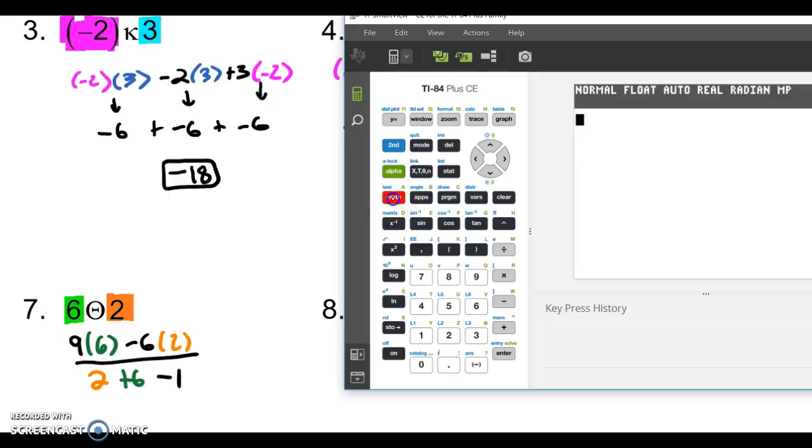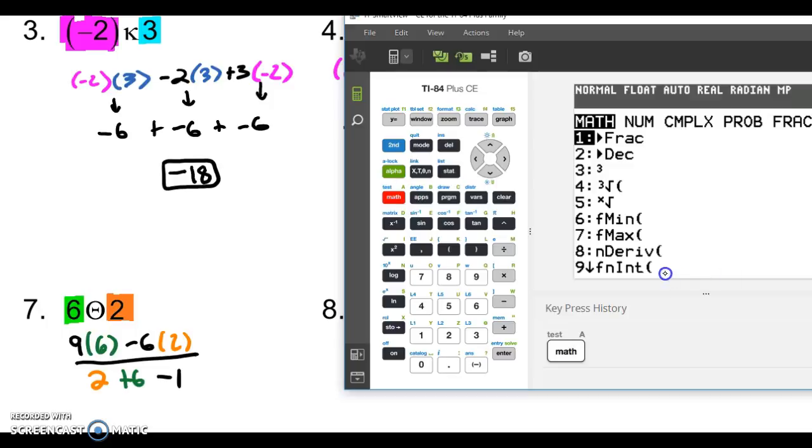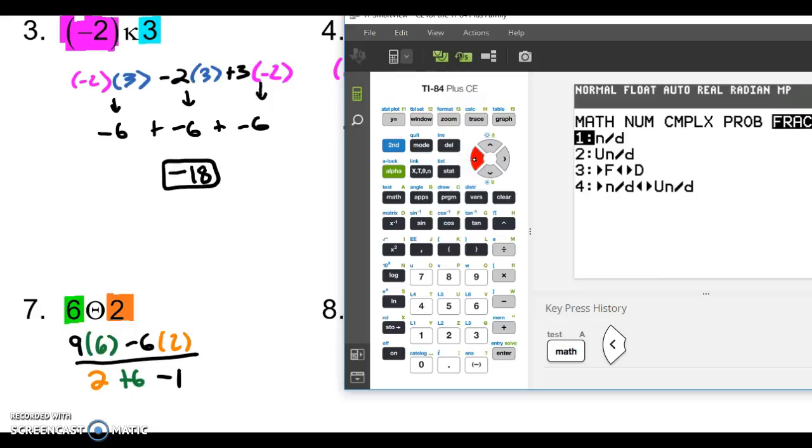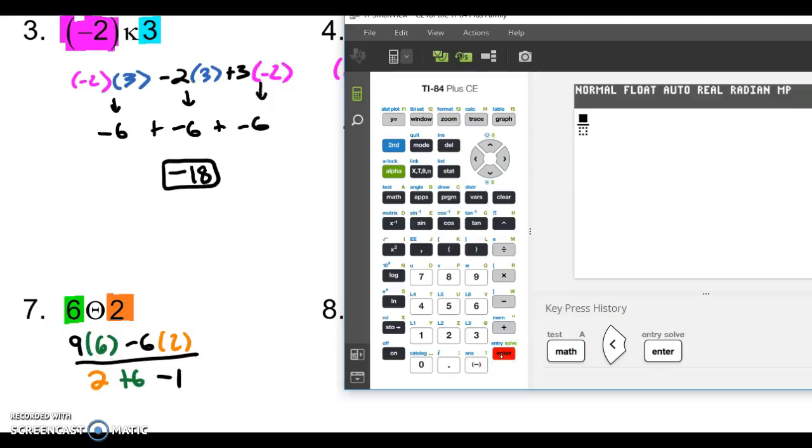So the first thing we're going to do is go to the Math menu. And when you're in the Math menu, there's actually a couple ways that you can do a fraction. One way is under here. I don't like that way. We've figured out that there's another menu. If you have the TI-84CE, we have this fraction menu. And notice that the first one says n over d. So n over d means numerator over denominator. If I go ahead and hit enter, you'll notice that it sets up a fraction for me.